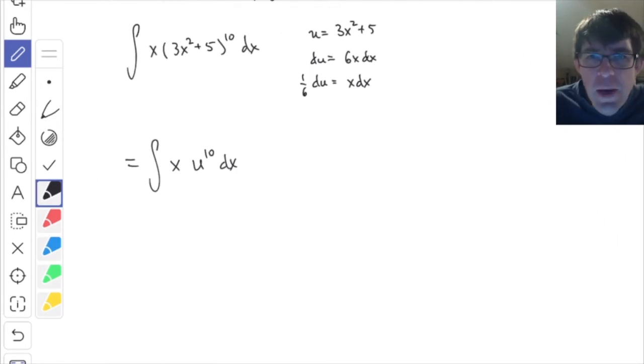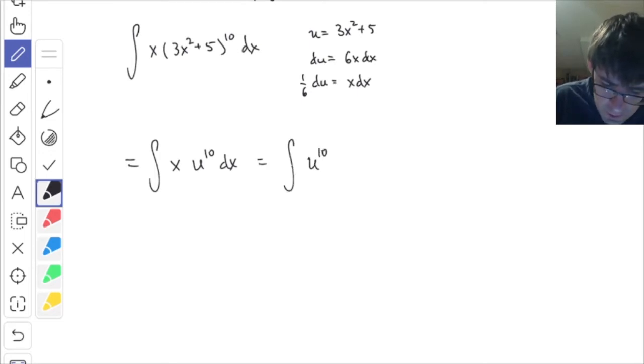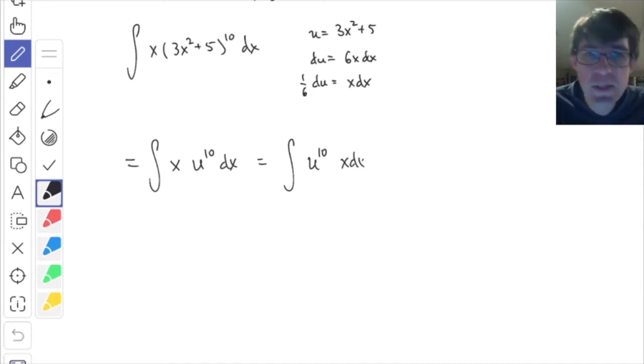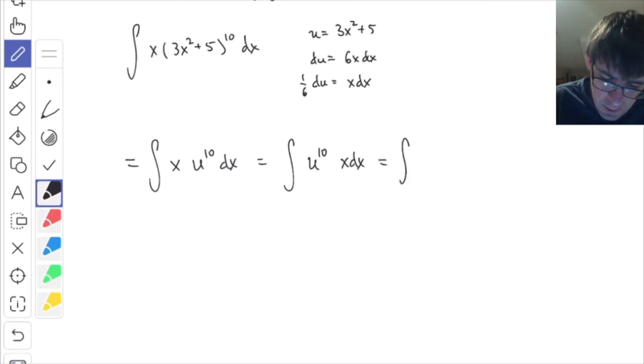Like I said, I'm going to write all these intermediate steps, but if you know what you're doing, you can probably do several of these steps in your head. So I have u to the 10, and then what's left over is x times dx. But because I've already worked out the du and I divided by the constant, x times dx is 1/6 du. So this is the integral of u to the 10 times 1/6 du.